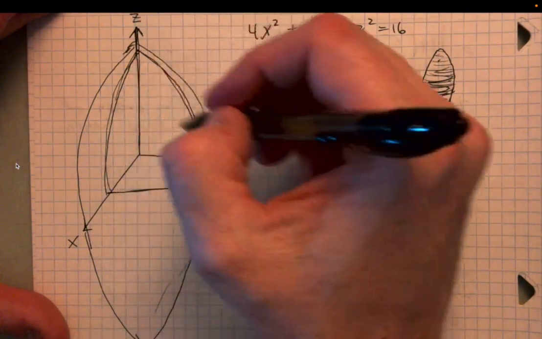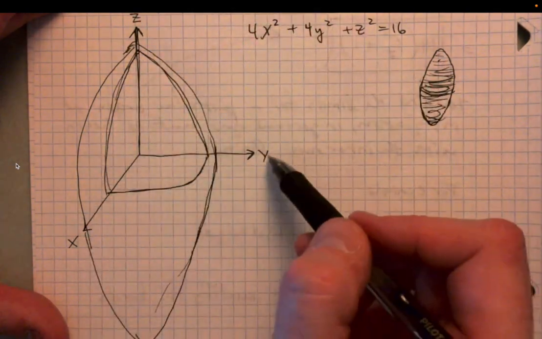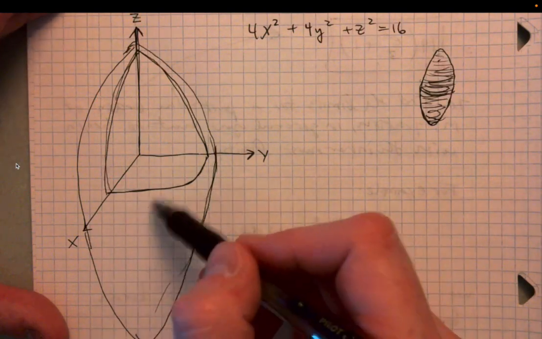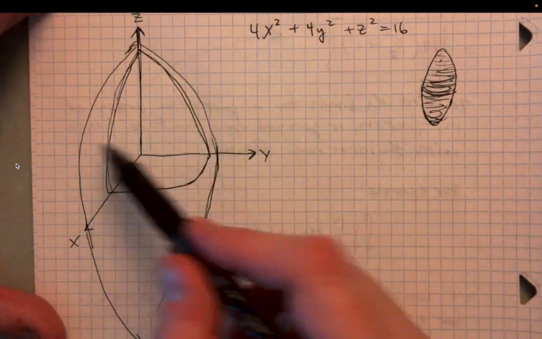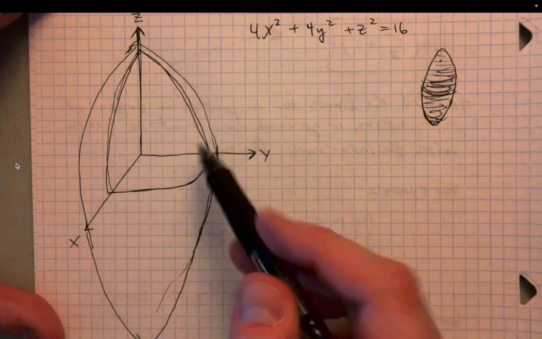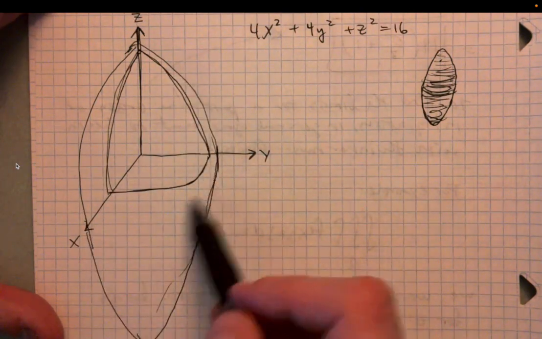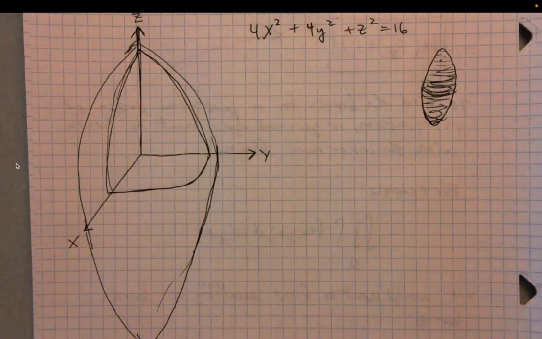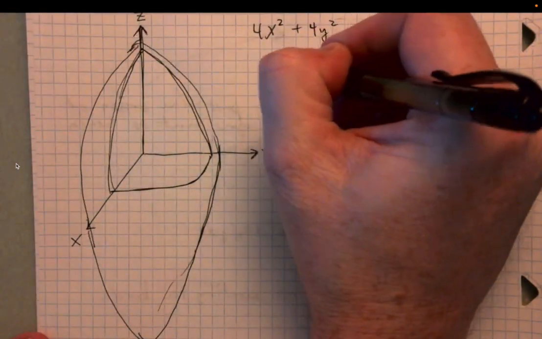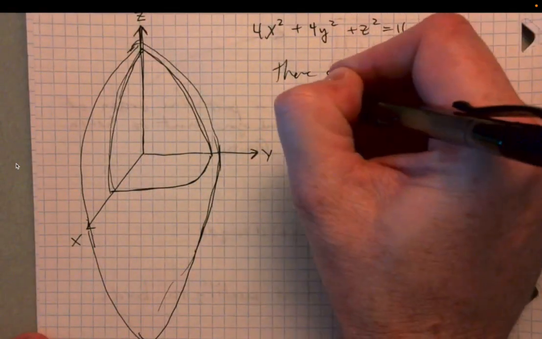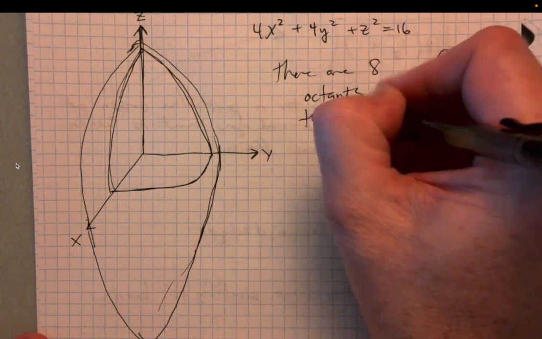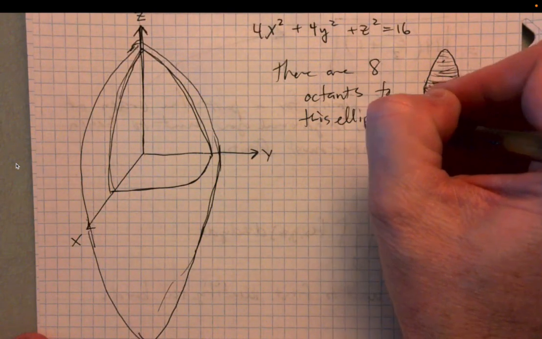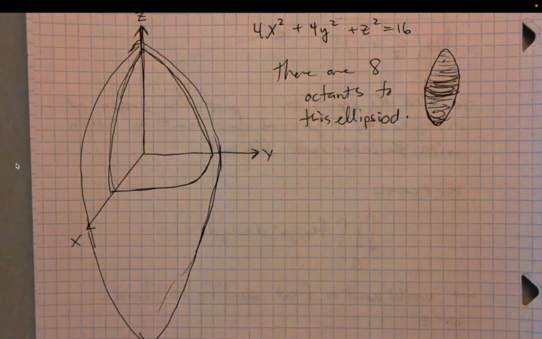So basically this is quadrant 1 of the XY plane. Then there's quadrant 2, quadrant 3, quadrant 4. For each quadrant, you've got an above and a below portion. So you can think of it as 8 octants. So there's 8 octants to this ellipsoid, and I'm just looking at the first one.